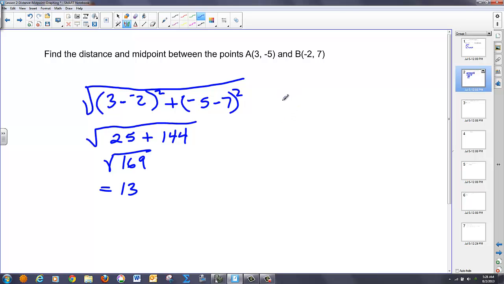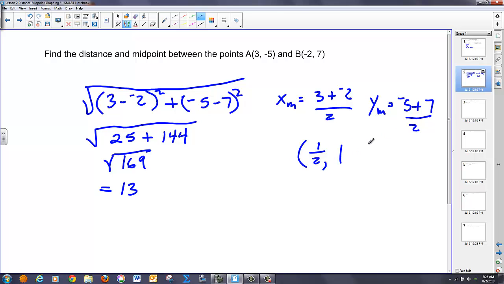So the x midpoint is going to be made up of 3 plus negative 2 over 2, and the y midpoint is going to be made up of negative 5 plus 7 over 2. In this case, we have 1/2, and in our second case, we have 1. So there's your midpoint.